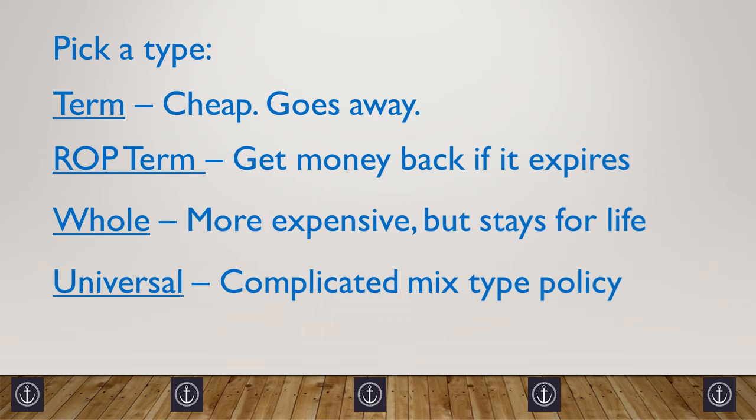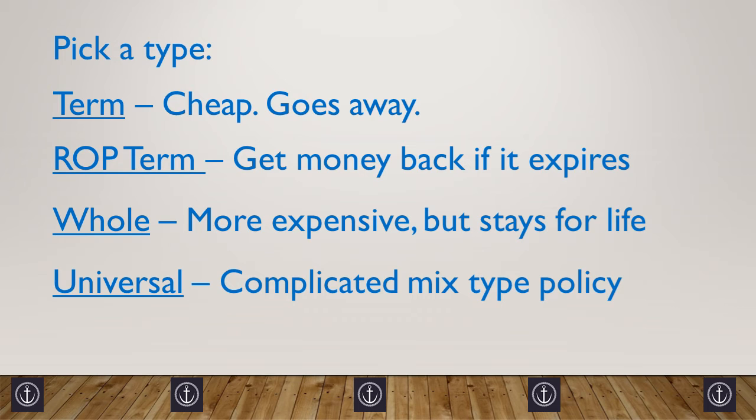We have the term life, which is the most popular. It's the cheapest. It goes away after a certain time period. So you're talking 10 years, 20 years, 30 years, and then whatever premium you had, it will change. You could renew, you could convert, but basically the original policy is going to go away. You're going to have some options, but that original policy will go away after that time period.